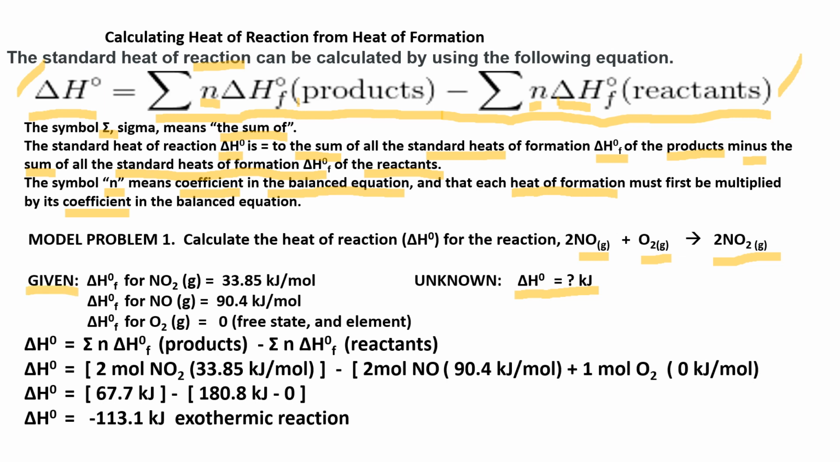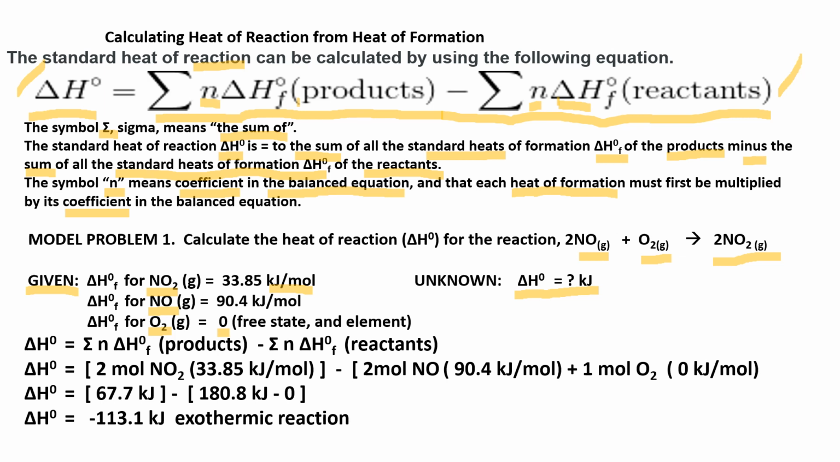The given are the heat of formation for NO2 gas, the heat of formation for NO gas, and the heat of formation of oxygen, which is 0. A free state element has a heat of formation of 0. Okay? Take note, the unit of heat is kilojoules per mole.